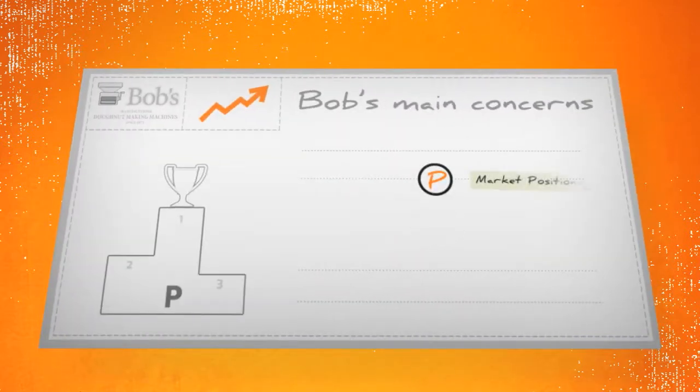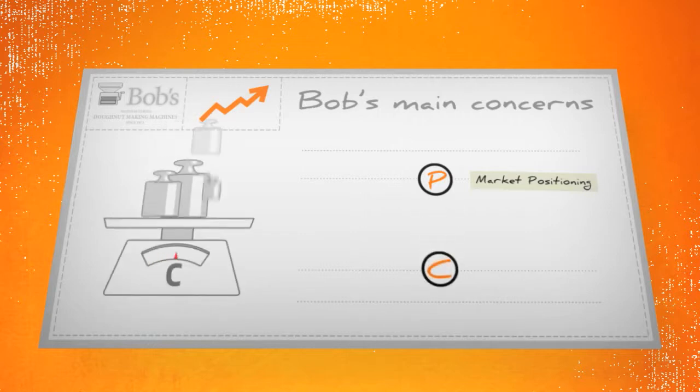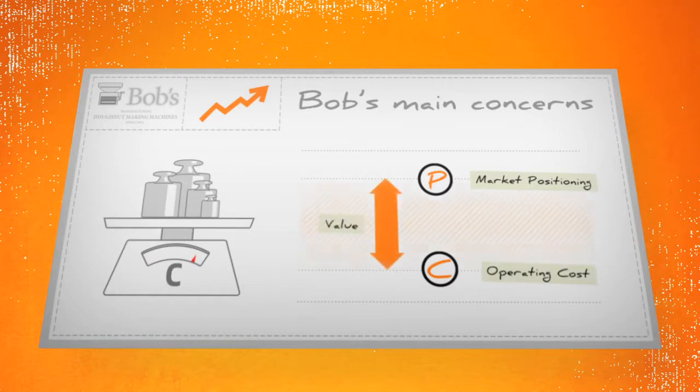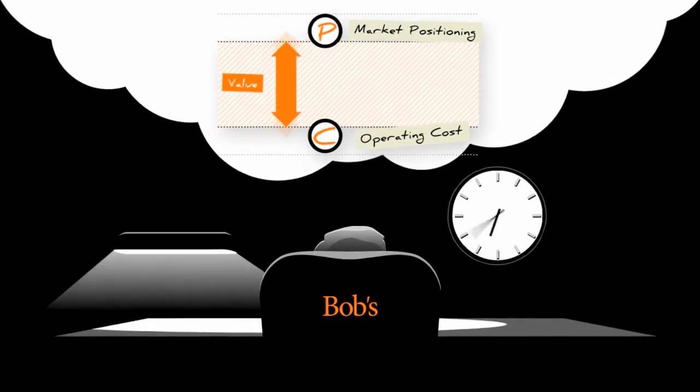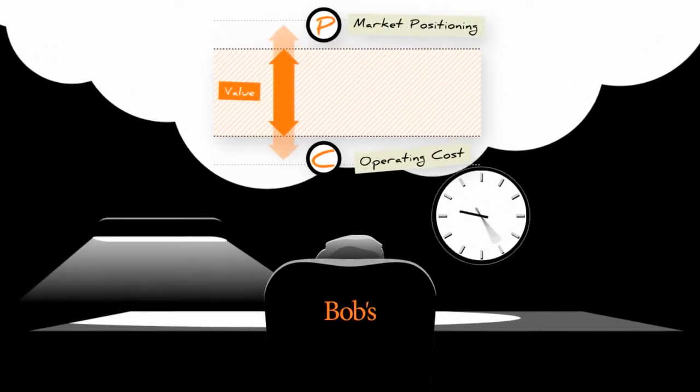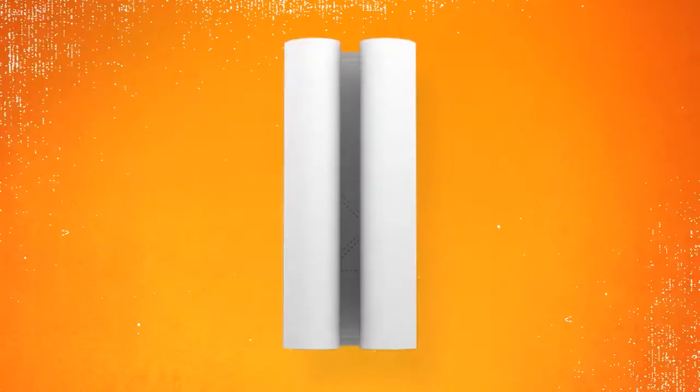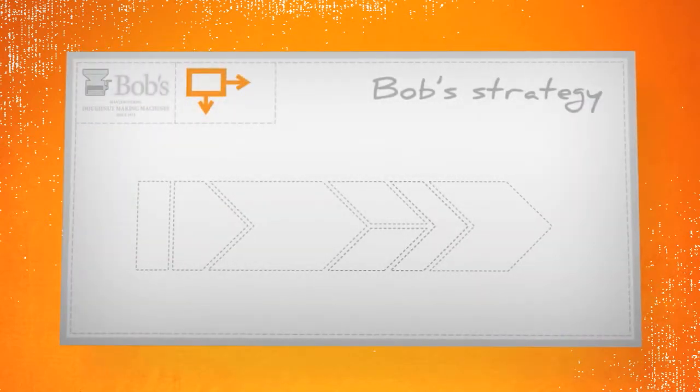That's market positioning, one of Bob's two key concerns, and known as P, the product's value in Sally's eyes and the price she's willing to pay. Bob's other concern is C, or operating costs, how much effort it takes to get that value to Sally. Bob's success depends on the distance between P, his price and positioning, and C, his operating costs. So how does Bob increase that distance?